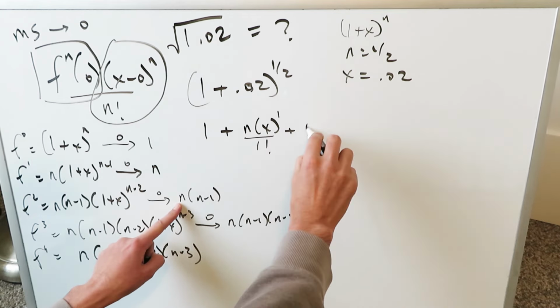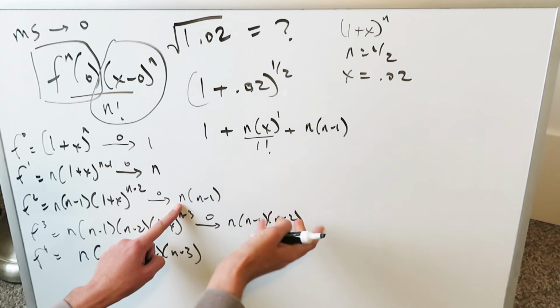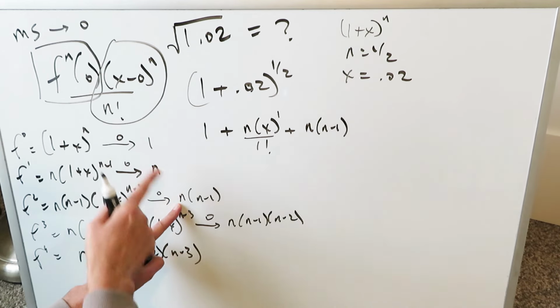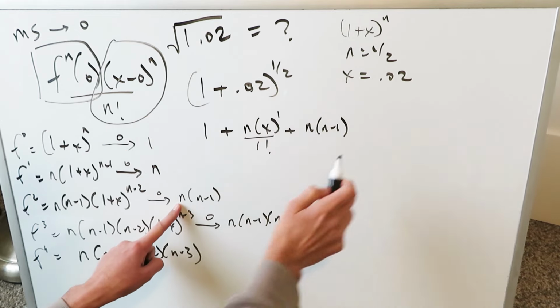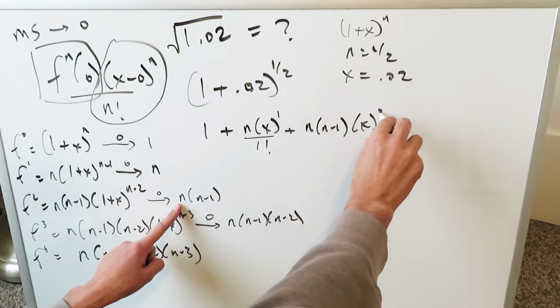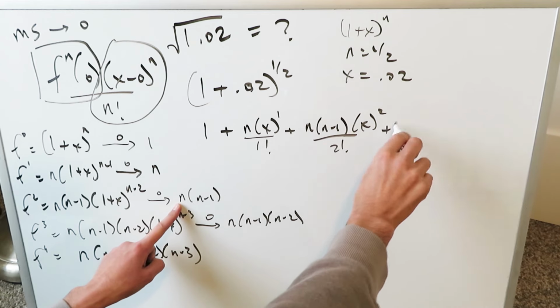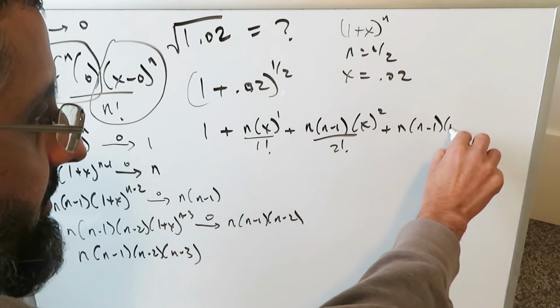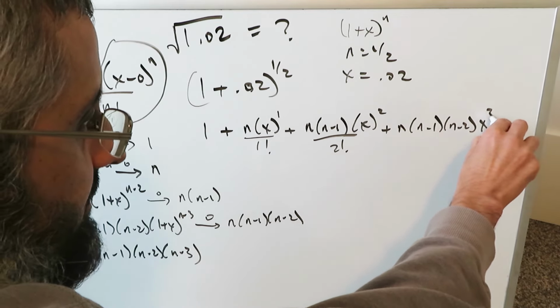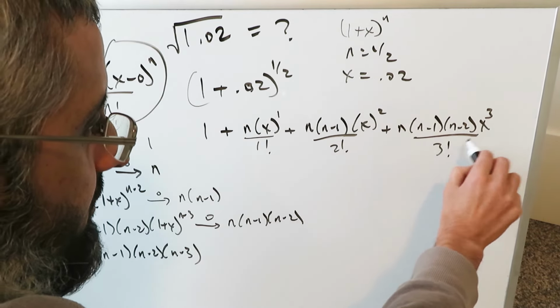Let's come right over here. N times n minus 1. Remember, this is the binomial expansion coming into the Maclaurin series expansion, which will help me calculate all of this. And here we'll have x to the power of 2 over 2 factorial plus. Then we'll come down over here. We'll have n times n minus 1 times n minus 2 times x cubed over 3 factorial plus.